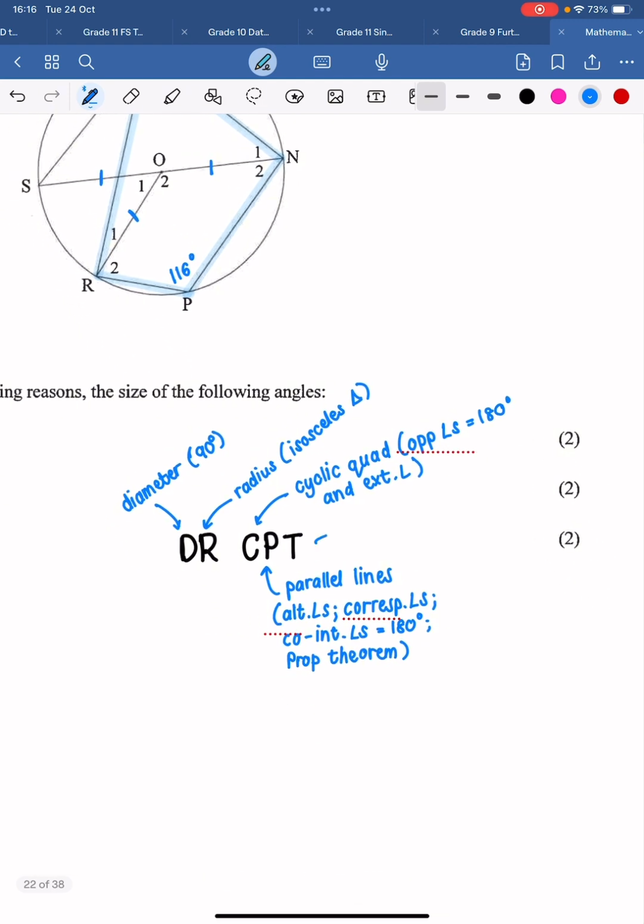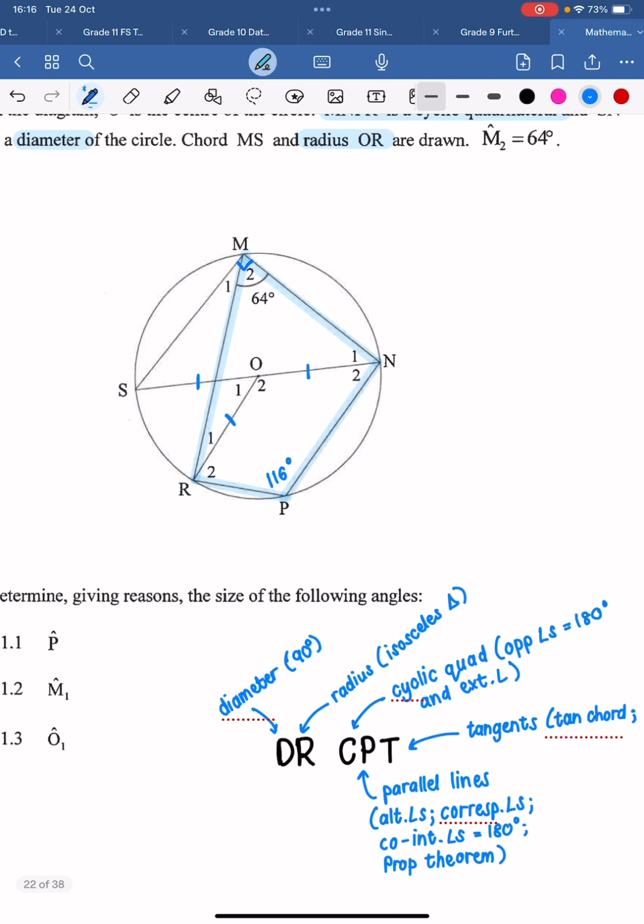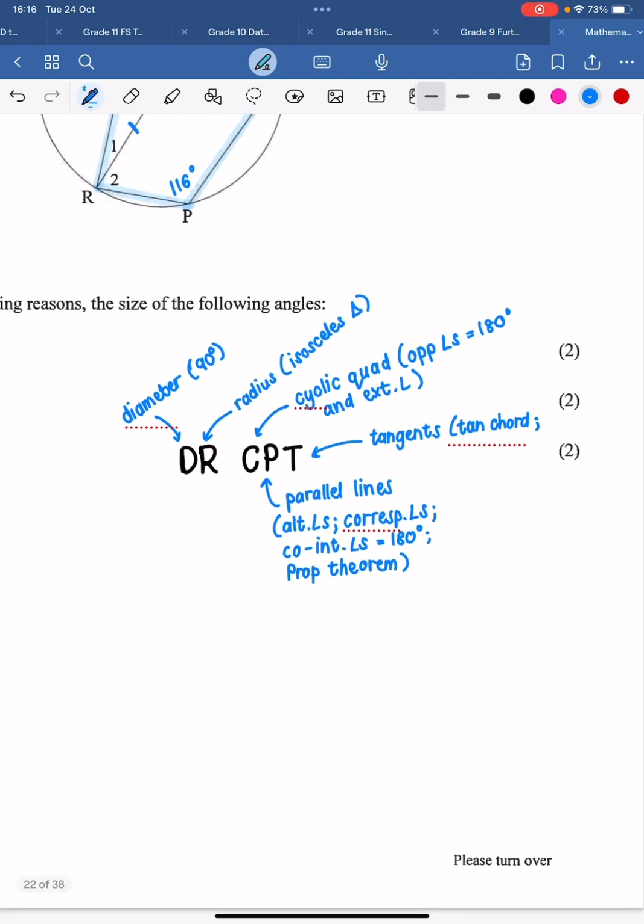The last letter, the T, I'm sure you guys can guess what that stands for. That is tangents. Tangent or tangents. So in Afrikaans, that is raaklyne. Now we know that we can use tan-chord theorem. If we have a tangent, that is where the angle between a tangent and a chord is equal to the angle subtended by that chord on the other side of the chord. So I'll show you that later. I'm sure it will come up. We don't actually have any tangents on this picture, so I can't show you guys now, but I will show you if it comes up.